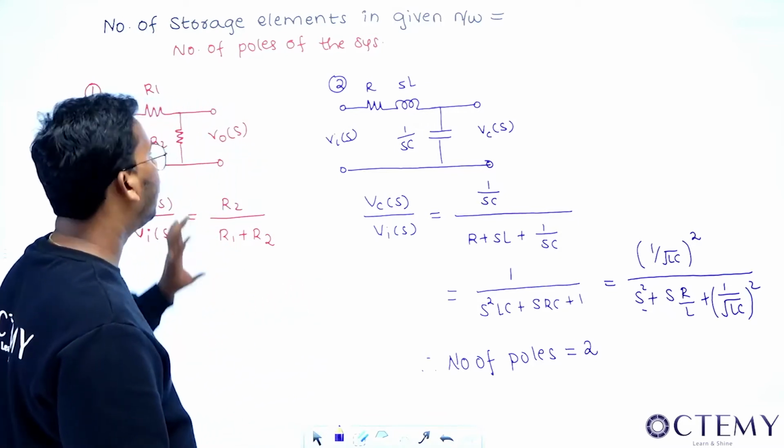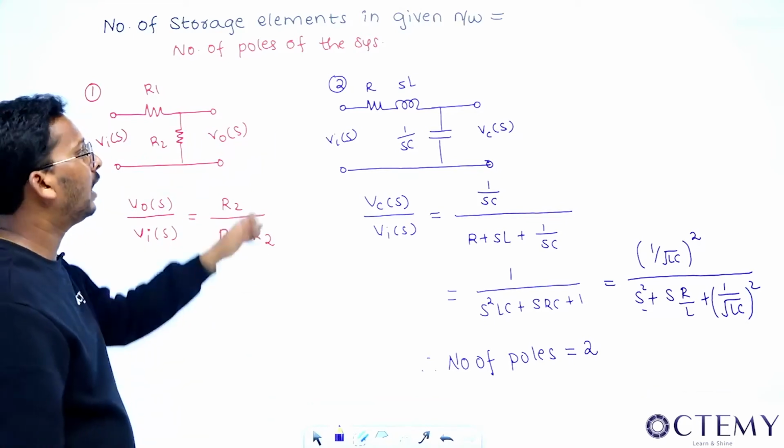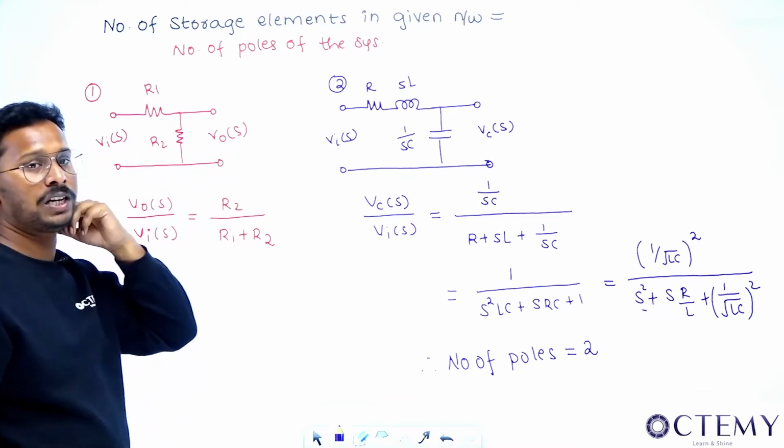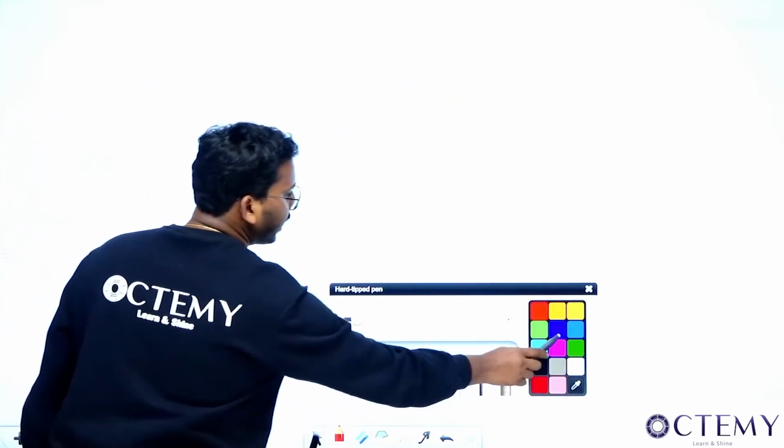What is the simple way, sir? You simply convert your entire circuit in terms of S domain, and then you find whatever is the output and whatever is the input, right? Now, let me go to the next slide. So, now let us go to the next method, sir.